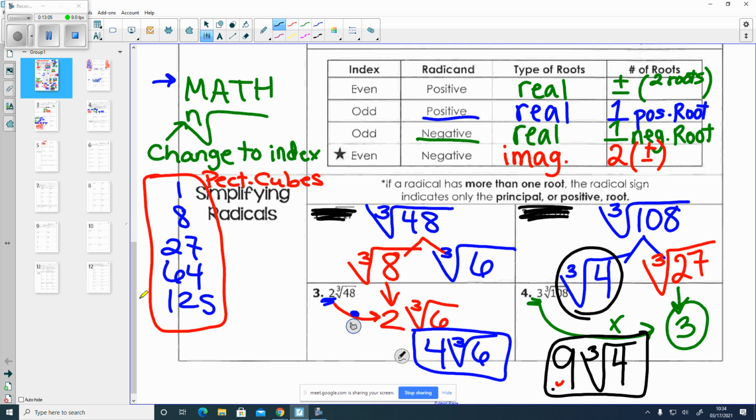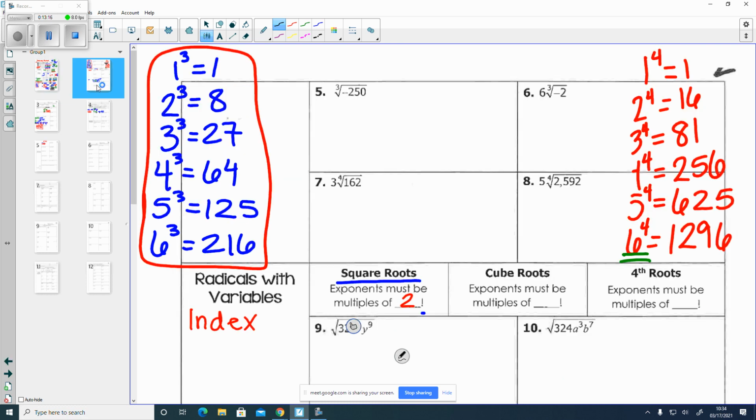Alright, let's do a 4th root just because we've only done cube roots so far. So if we go to page 2, we're going to do either 7 or 8. It doesn't matter. Let's do 8. 8 looks big, right?